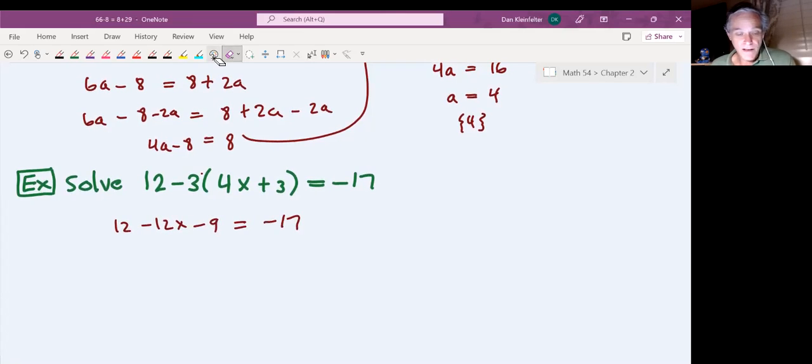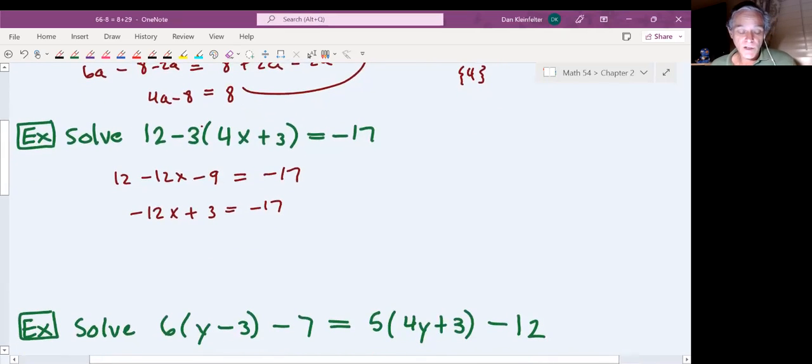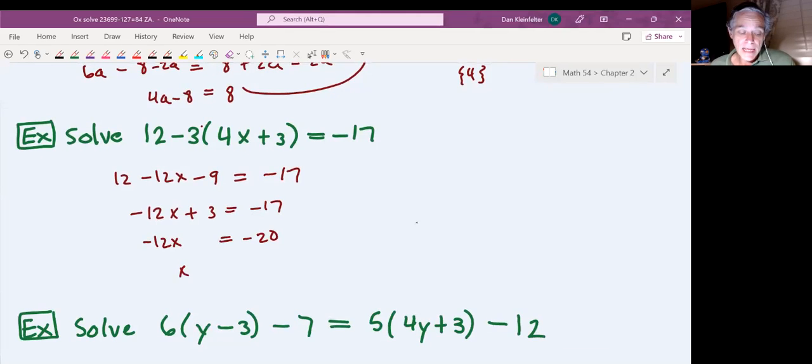Okay, so we'll have 12 minus 12x minus 9 equals -17. Combining terms on the left side, the 12 minus 9 is 3. So we have -12x plus 3. That's equal to -17. Then we're going to subtract 3 from both sides. That will give us -12x is -20. And then if we divide both sides by the -12, that will give us 20 over 12.